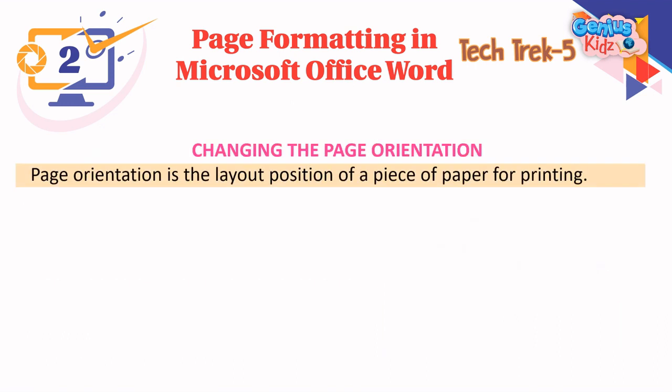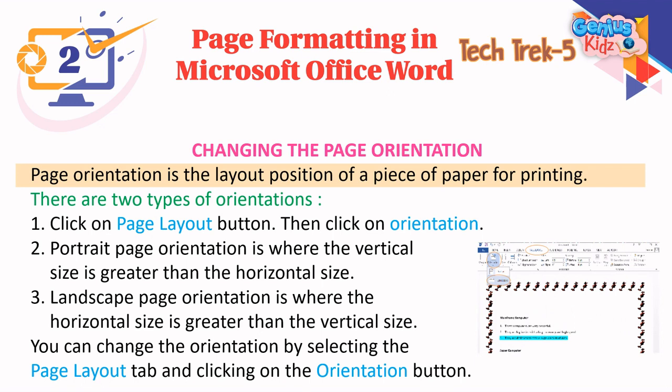Changing the page orientation. Page orientation is the layout position of a piece of paper for printing. There are 2 types of orientations. 1. Click on Page Layout button. Then click on Orientation. 2. Portrait page orientation is where the vertical size is greater than the horizontal size. 3. Landscape page orientation is where the horizontal size is greater than the vertical size. You can change the orientation by selecting the Page Layout tab and clicking on the Orientation button.